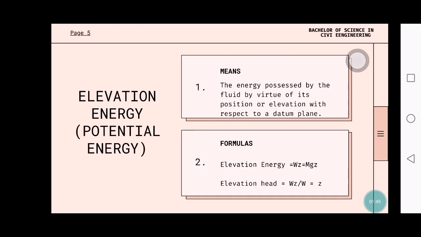Next is elevation energy, a potential energy, meaning the energy possessed by the fluid by virtue of its position or elevation with respect to the datum plane. The formula for elevation energy is equal to weight times z, which is equal to m times g times z. Elevation head is W times z all over W, which is equal to z.